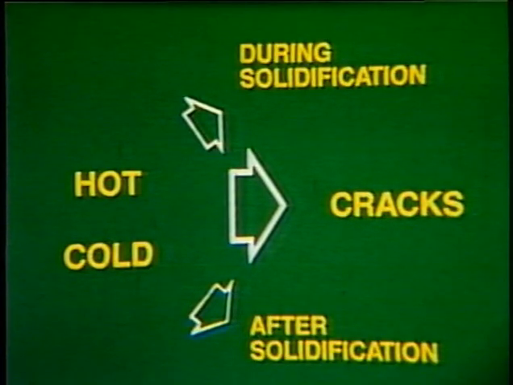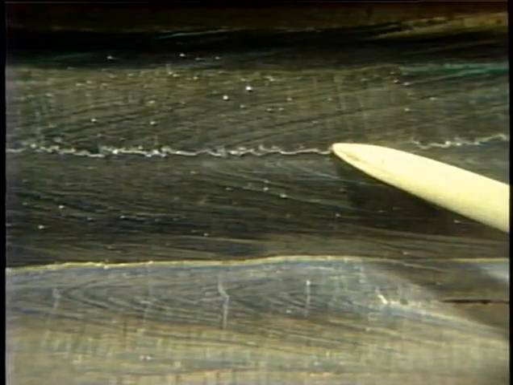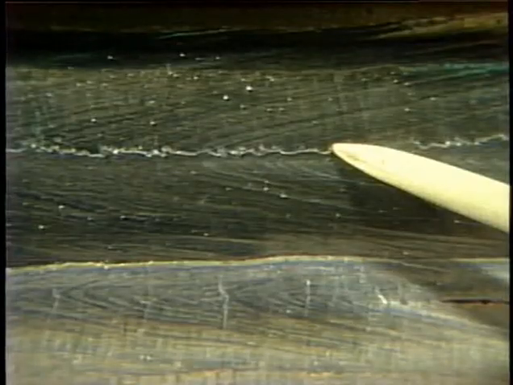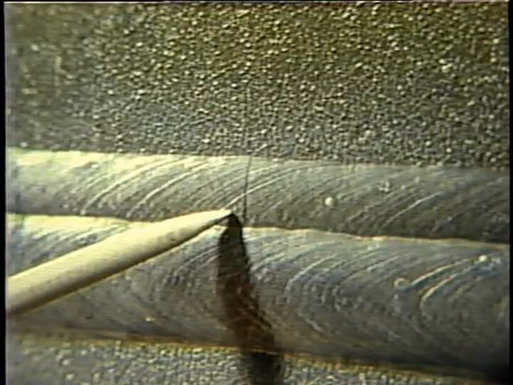Both hot and cold cracks can be further categorized by physical relationships, that is, their location within the weld or weldment. For example, a longitudinal crack runs along parallel to the axis of the weld. The transverse crack runs just the opposite of the longitudinal crack, perpendicular to the axis of the weld, and is often located near or in poor restarts or other internal discontinuities.